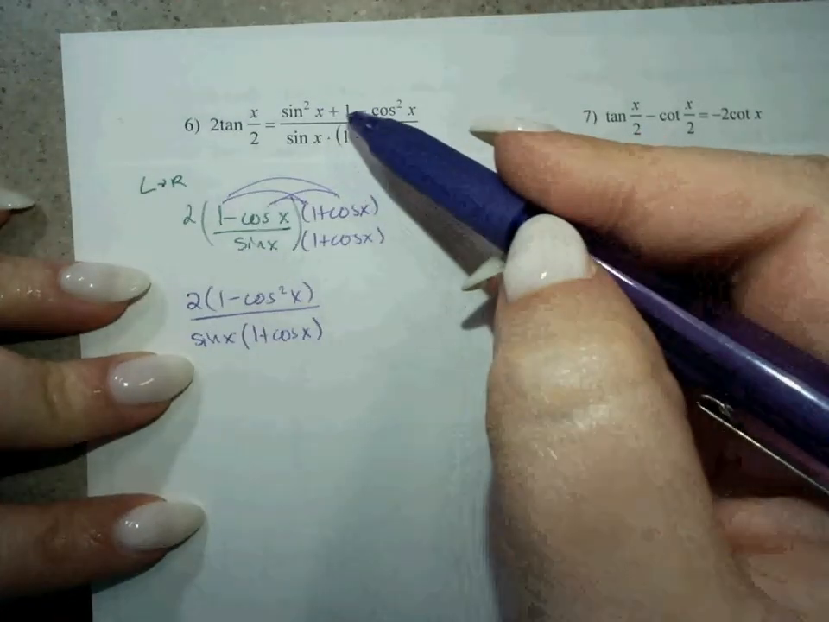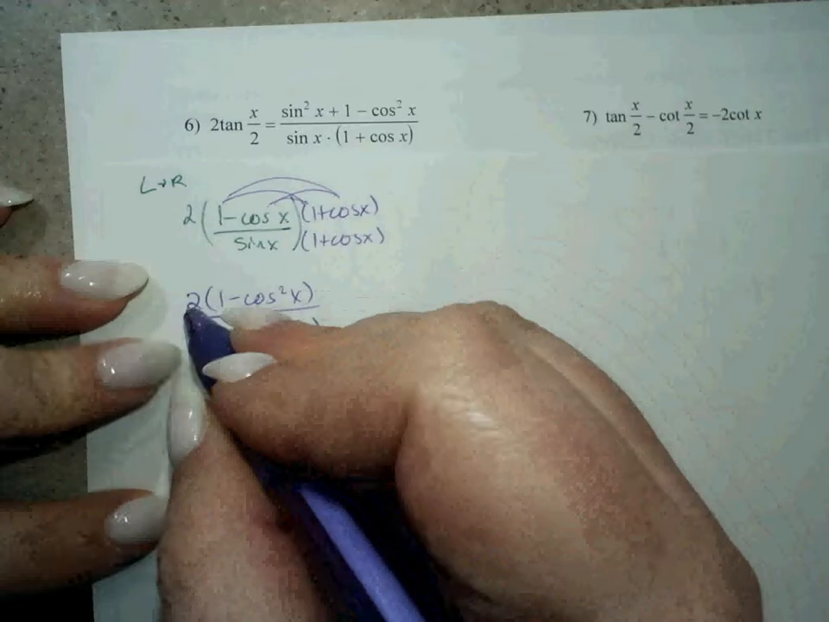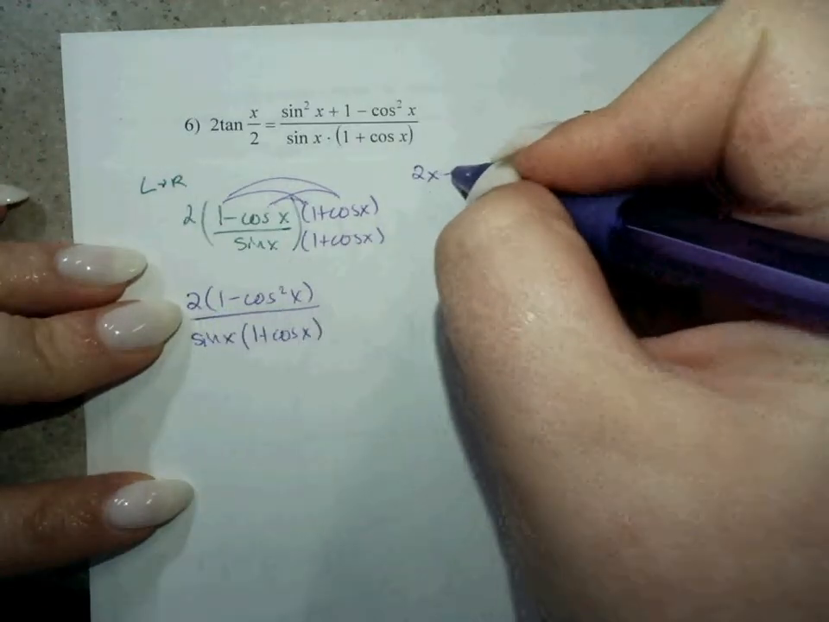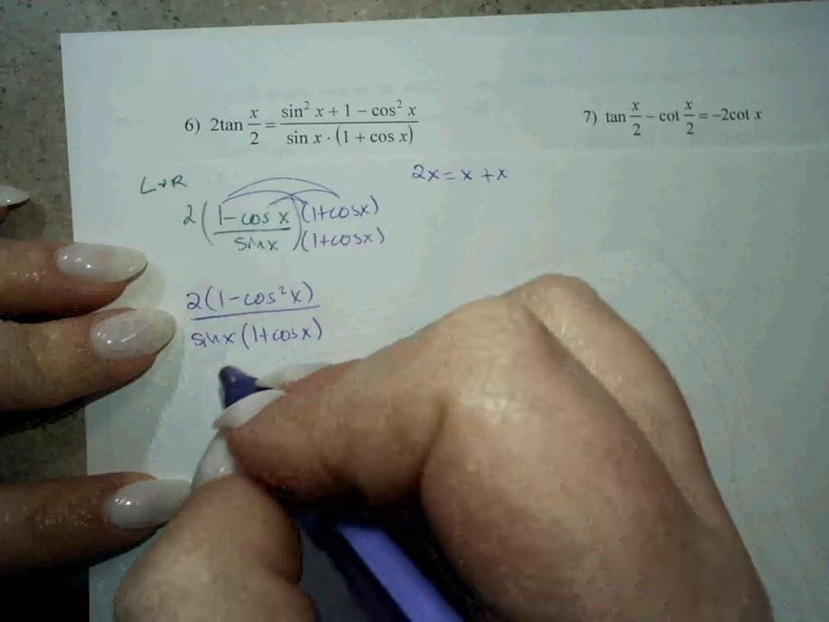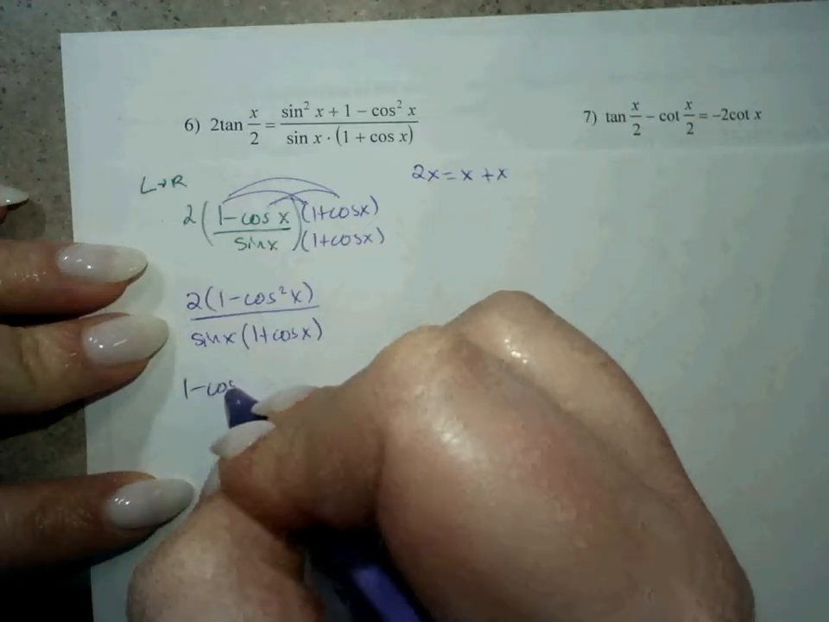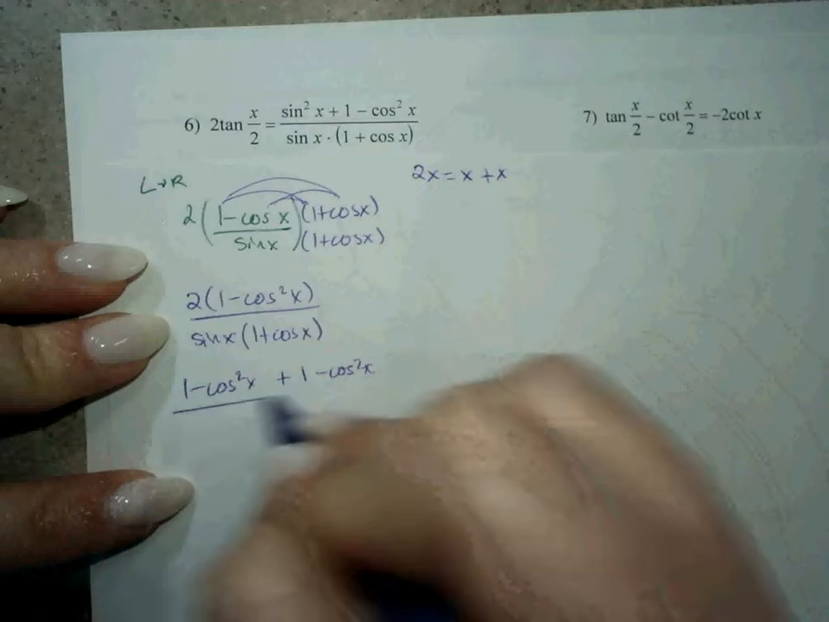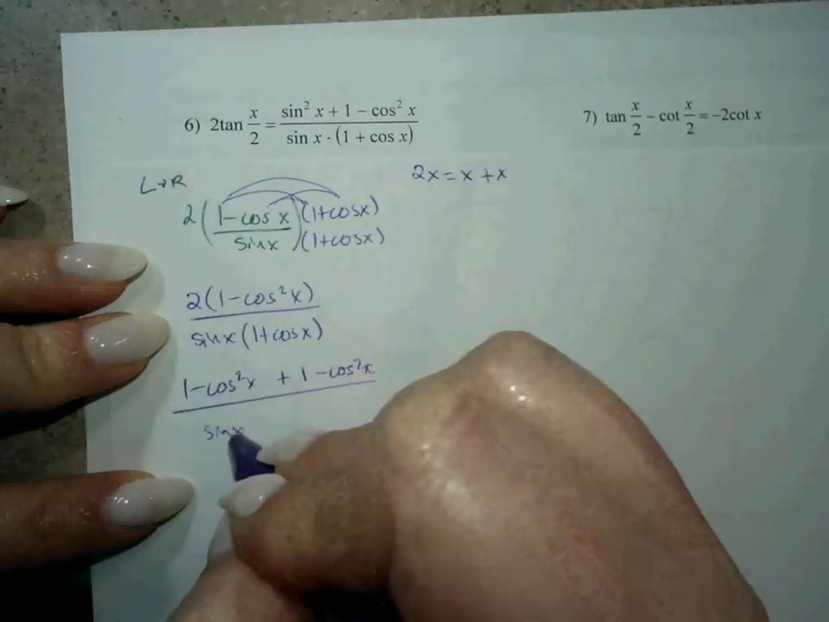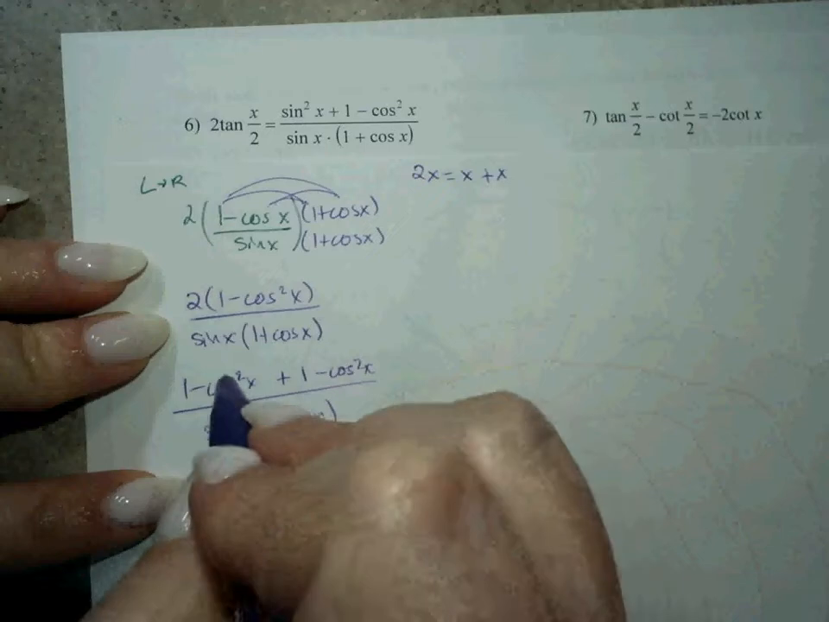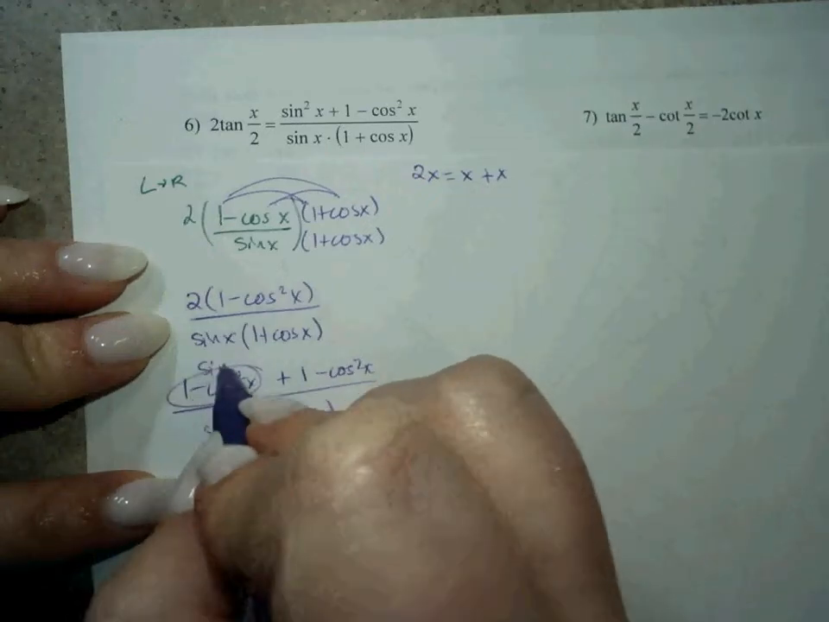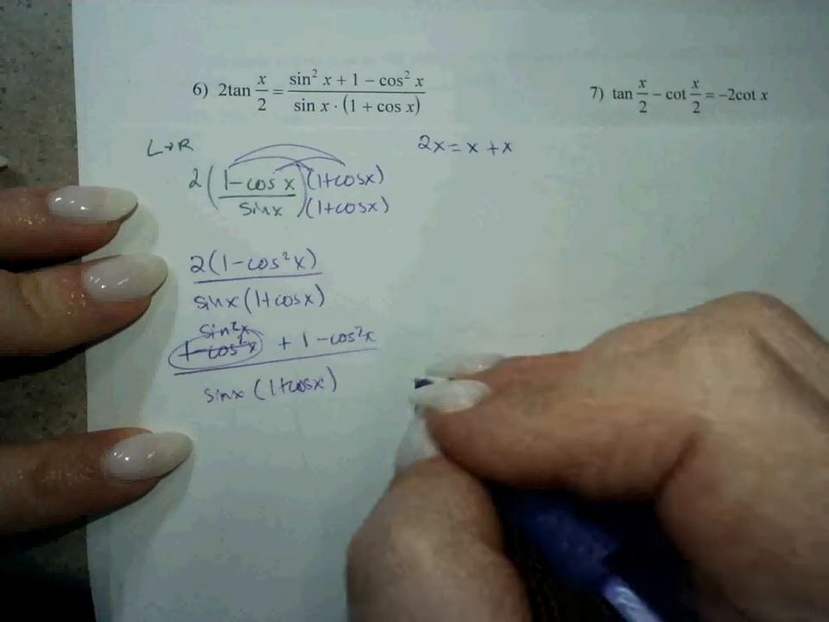And I see that my numerator over here is sine squared plus 1 minus cosine squared. Well, this right here, when you have a 2 times something, if I had 2x, that literally means one of them plus another one, right? So that means I can split it up, and I could say 1 minus cosine squared plus another 1 minus cosine squared over sine times 1 plus cosine. And then 1 minus cosine squared is sine squared. And I've got my answer.